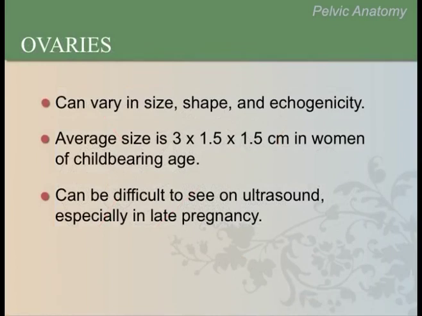The ovaries normally vary in size, shape, and echogenicity. The average size of an ovary is about 3 by 1.5 by 1.5 centimeters in women of childbearing age. Ovaries are especially difficult to see in later pregnancy because they are pushed to the side by the enlarged uterus.